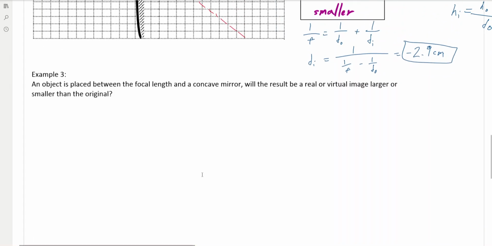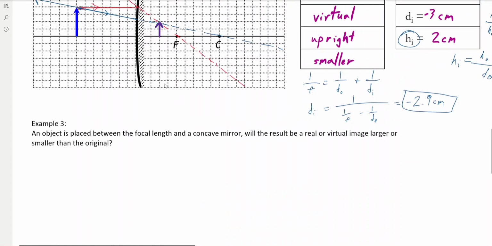An object is placed between the focal length and a concave mirror. Will the result be a real or a virtual image, larger or smaller than the original? So this is kind of a little bit of a push ahead to just answer without a drawing. I recommend you pause the video now, try it yourself, and then go ahead and answer. Alright, so let's take a look at this example now.